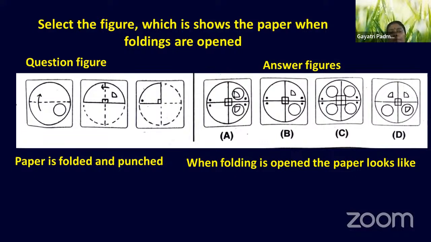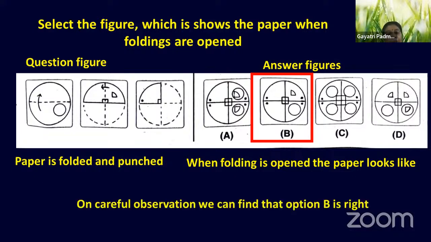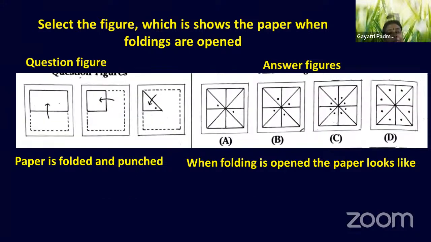Fine. So a very careful observation would tell us what would be the resultant figure. Is it option A, B, C, or D? Let's see the answer. Yes, it is option B. All right. So you can see the circle and you can see where the punching is also being done. After folding it once, and when the punching is done, then when the folding is open, then it would reflect 2 times, isn't it? Yes. All right. On careful observation, we can find that option B is right. Perfect. See the next question.